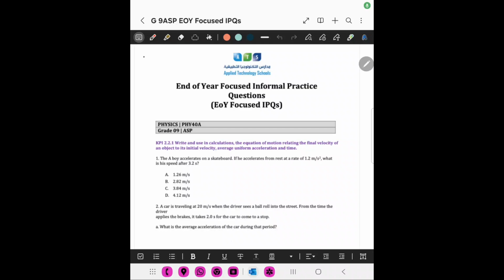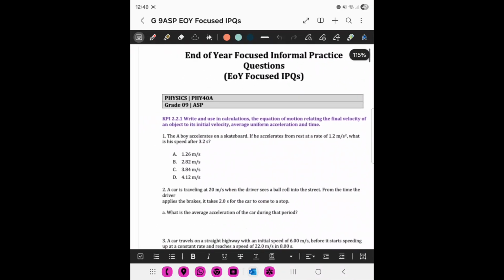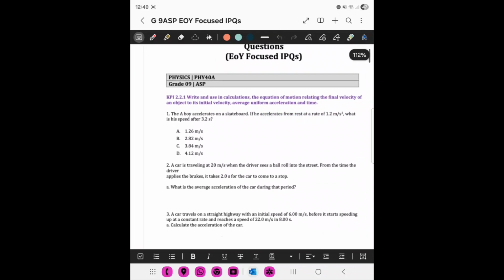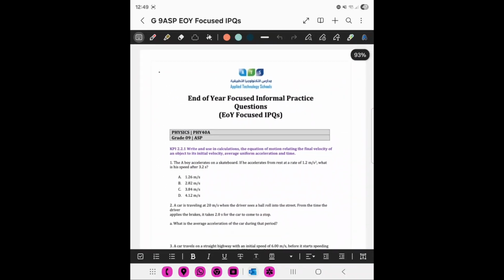I'm going to be doing grade 9 ASP end of year focused IPQs. It's quite a lot, so I will break this up. I'm going to start with the equations of motion questions, term 1.